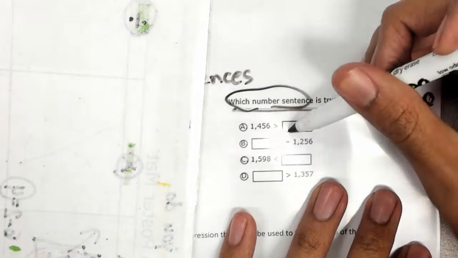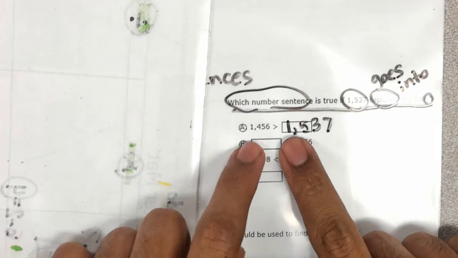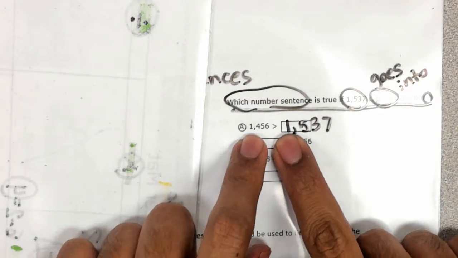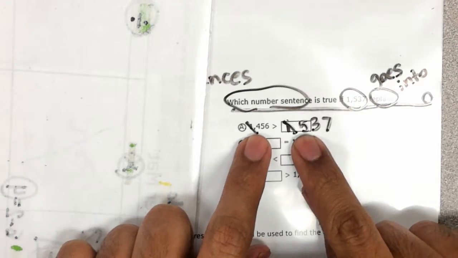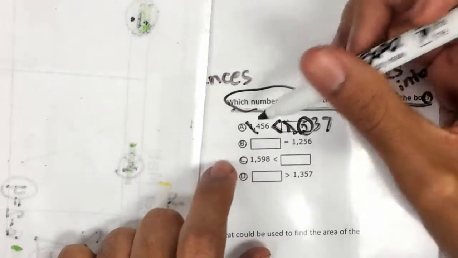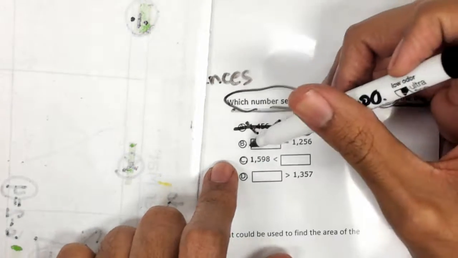So let's see. You can just go ahead and put it down here, 1,537, and we can do the same thing that we were doing before. Let's put our finger on the biggest place value, the 1,000s. 1 is the same as 1, so that's not going to help us. 5 is greater than 4, and the greater number gets the greatest number of dots, but that doesn't match, so A is wrong.